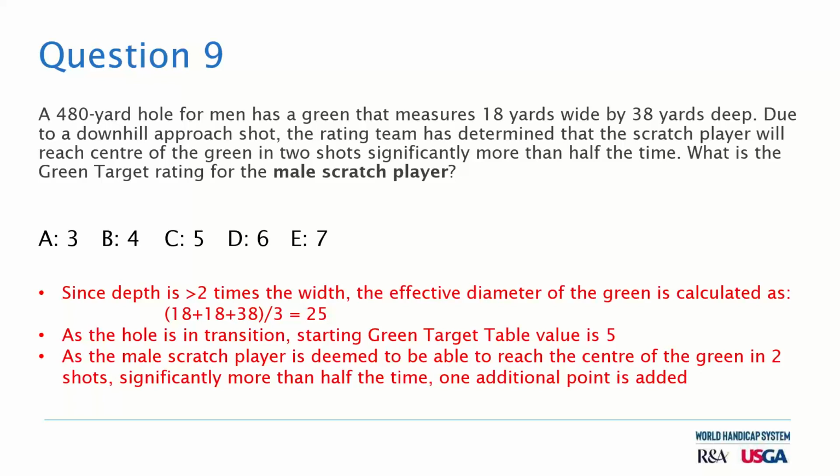As the male scratch player is deemed to be able to reach the center of the green in 2 shots significantly more than half the time, 1 additional point is added. Now you also notice, at the bottom of the rating table there for green target, you'll also have that note, plus the guide on page 4 talks about this as well in the transition zone, that once we know that this player can reach the center of the green significantly more times than not, then we can add a point to that transition zone table value from 5 to make it a 6 in this instance. So that's where we get the final value of 6, letter D, for this question.